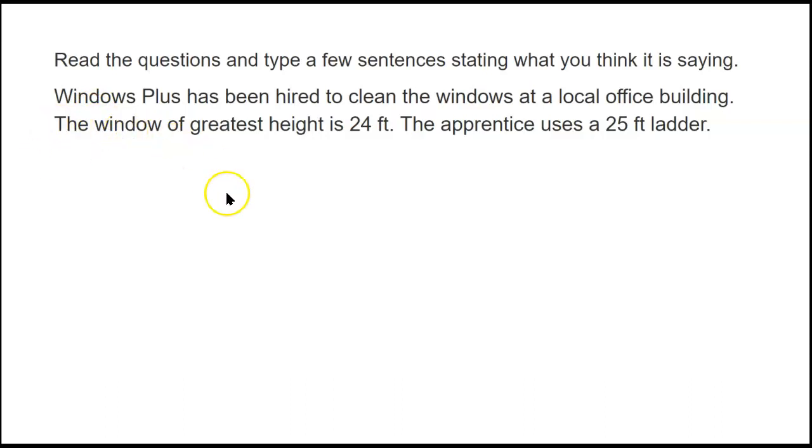I see that the height of the building is 24 feet. I also see that the ladder leans against the building, creating a hypotenuse for my right triangle.